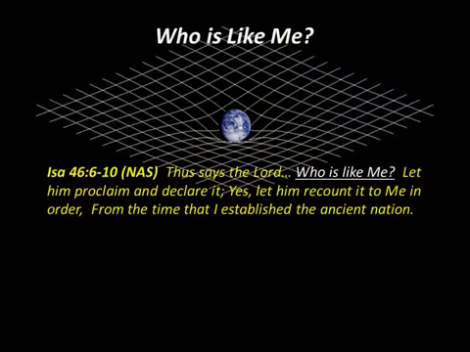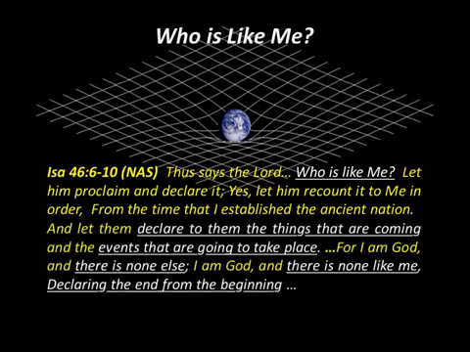God says, "Who is like me?" Isaiah 46, 6 through 10. And thus the Lord says, "Who is like me? Let him proclaim it and declare it. Yes, let him recount it to me in order from the time that I established the ancient nation. And let them declare to them the things that are coming and the events that are going to take place. For I am God and there is none else. I am God and there is none like me, declaring the end from the beginning."